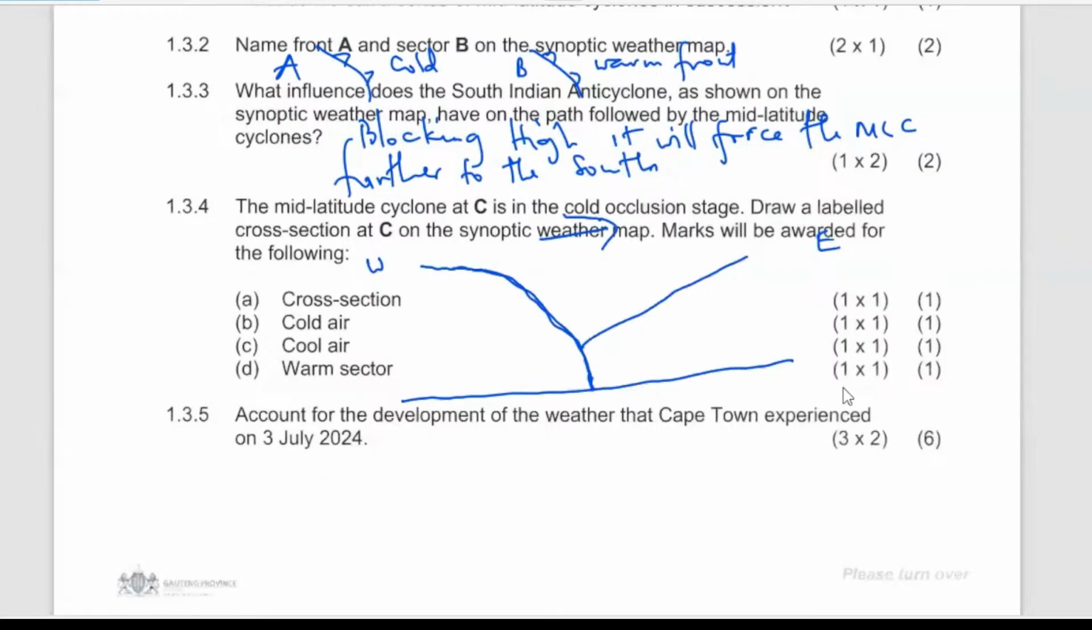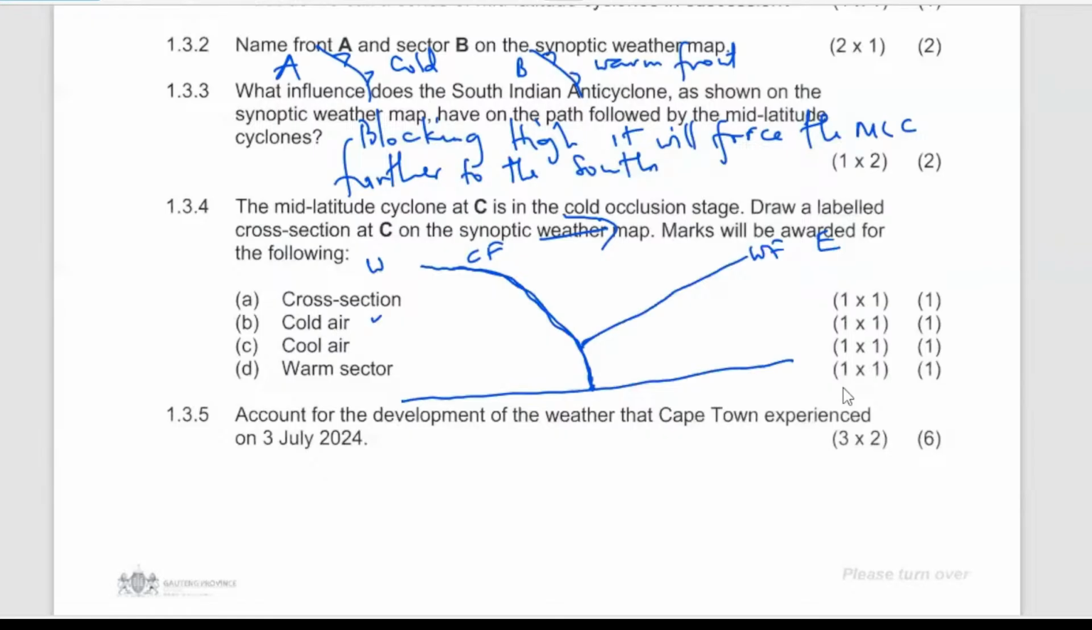So we must have the cold front proceeding to touch the ground surface here to show that it's a cold occlusion. Our warm front starts from the top, touching the cold front, going in that direction. And we want to indicate the direction of the cold air. So we must label, this is our cold front, and this is our warm front.